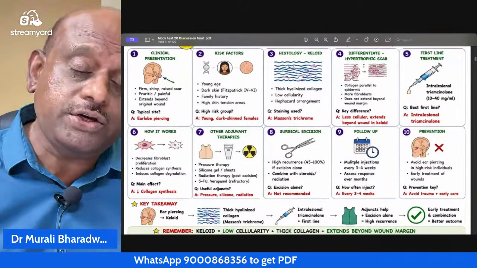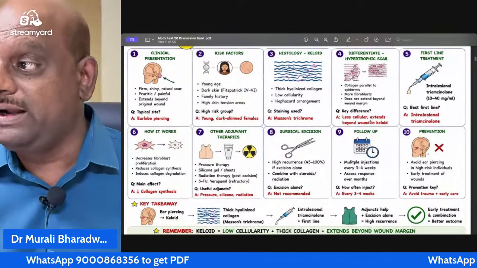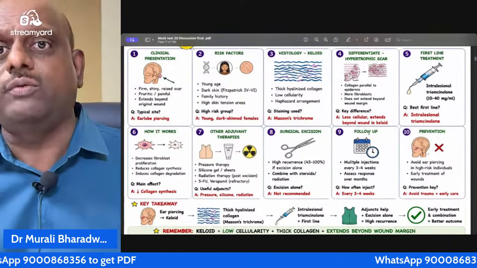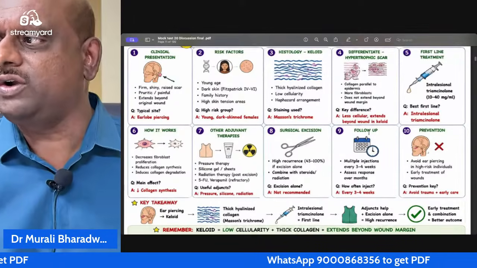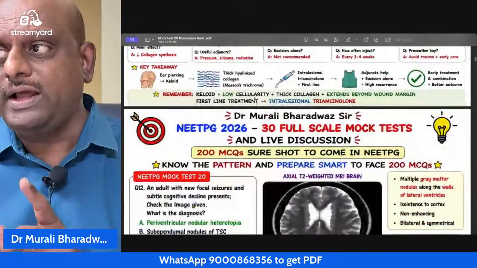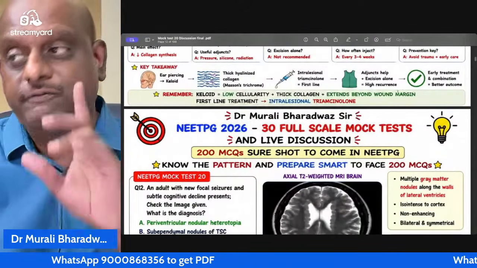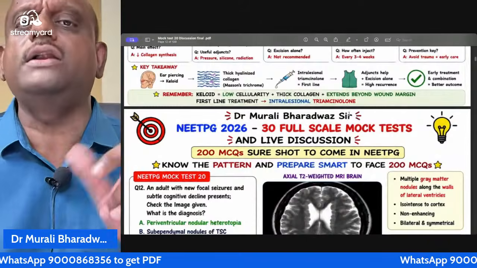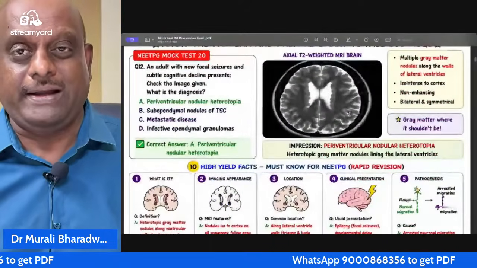So how do you differentiate hypertrophic scar from keloid histologically? Keloid is less cellular and extends beyond the wound, is what you have to basically remember. So keloid is low cellularity, thick collagen, extends beyond the margin. And the first line treatment is intralesional triamcinolone, is what we need to remember.